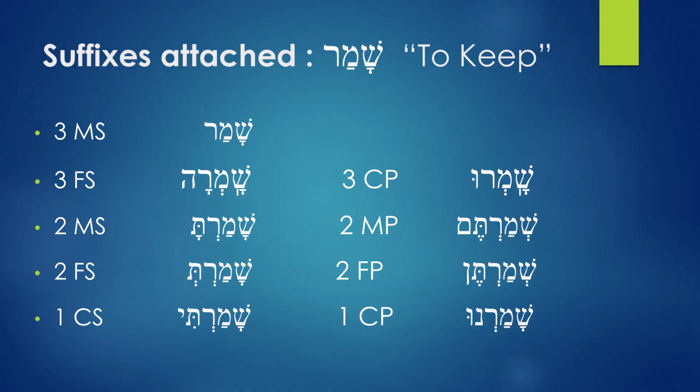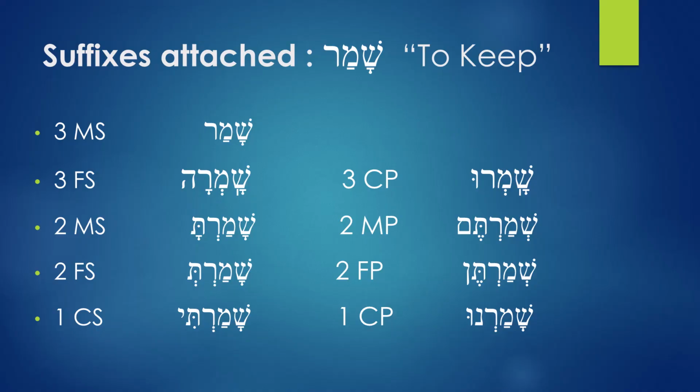And on the plurals, you have 3cp. On 3cp, you have shamru, they kept. 2mp, you have shamautem, which means you kept. 2mp, second person is always translated as you. 2fp, shamauten, which means you kept. 1cp, you have shamanu. Shamanu means we kept. First common plural means we kept.